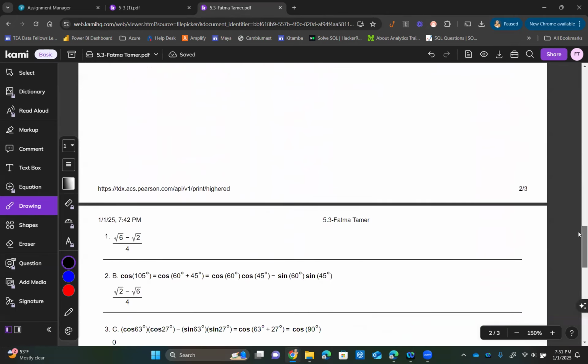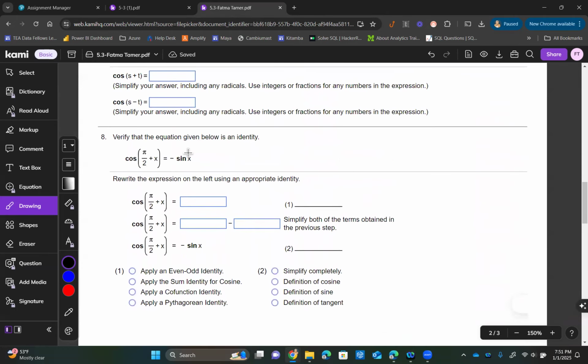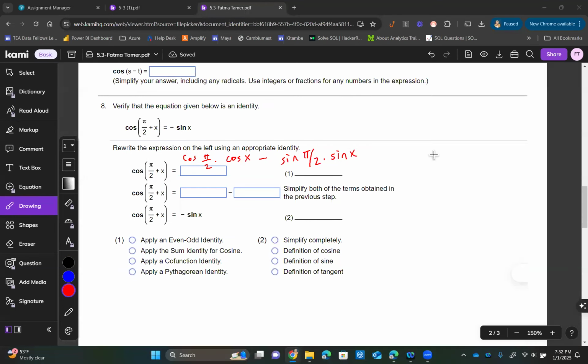For the last question here, it's a proof problem. We're going to verify that cosine of pi/2 plus x is always equal to the negative sine of x. Rewrite the expression on the left using an appropriate identity. So we have a formula to rewrite this because this is the sum in a cosine, which we can write as cosine of pi/2 times cosine of x minus sine of pi/2 times sine of x, and this is called the sum identity for cosine.